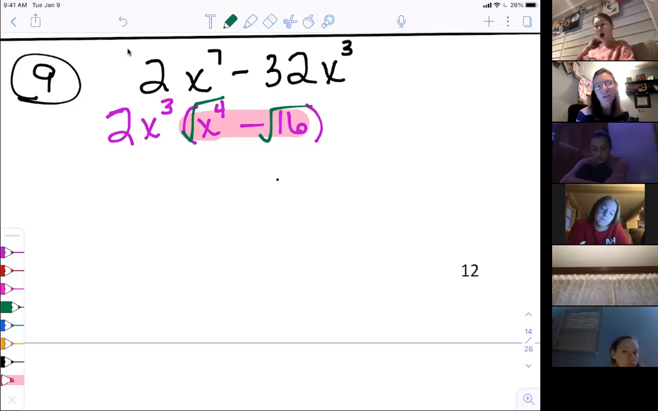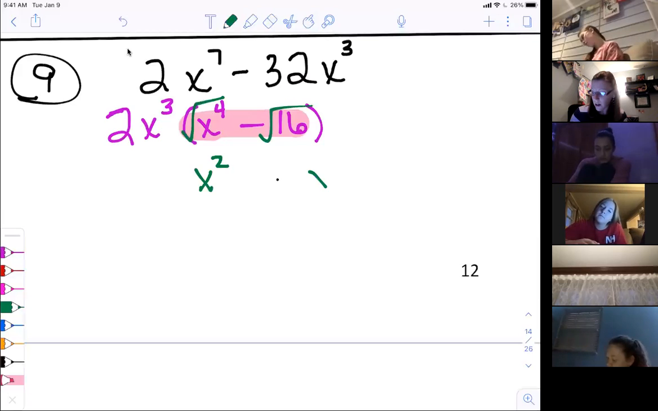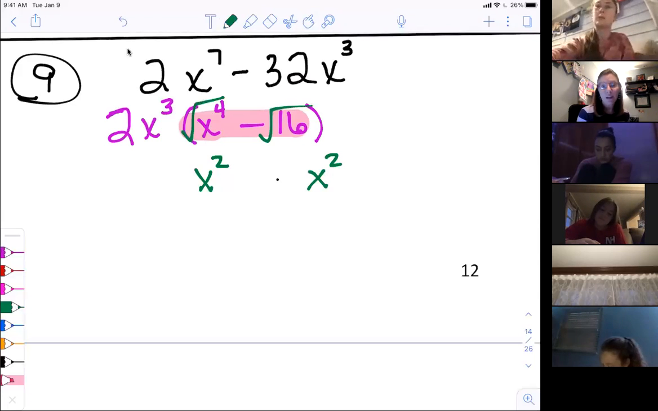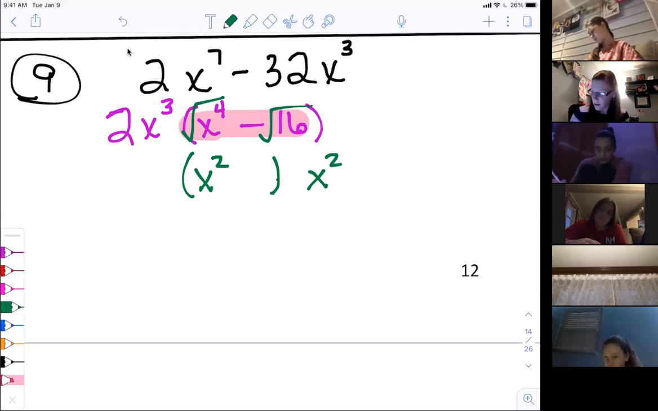So Ella, can you take the square root of x to the 4th? Would it be x to the second? Yeah. So x to the 4th can be written as x squared times x squared, because when you're multiplying, you add exponents together. So x squared times x squared is x to the 4th. And then, oops, wrong parenthesis there. The square root of 16 we know is 4.